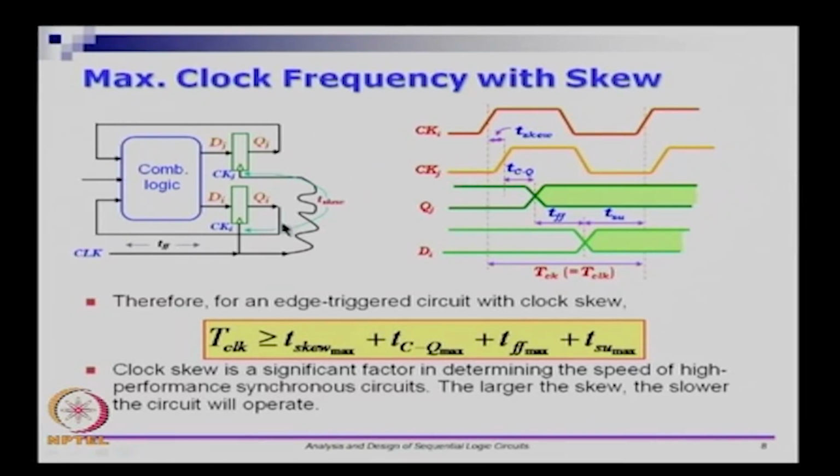So consider the direction of the difference in clock and the direction in which the data is going. CKI is earlier than CKJ, but CKJ is providing something to DI. So the data is going in the opposite direction of the clock, and that is a tighter constraint. If it goes in the same direction, then it becomes slightly easier. So this is called skew.